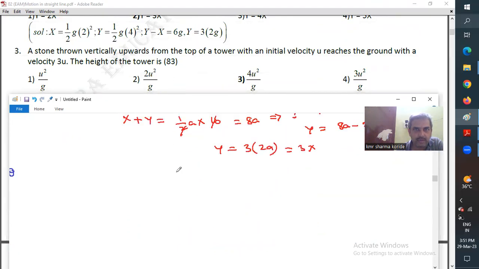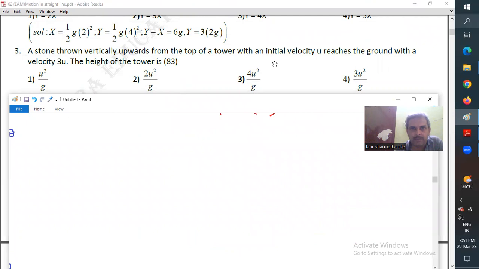A stone thrown vertically up from the top of a tower with initial velocity u reaches the ground with velocity 3u. So you need to find out the height of the tower. This is given in 83 EAMCET. Let us say this is the tower and its top is this. So the height of the tower, this h, you need to find out.